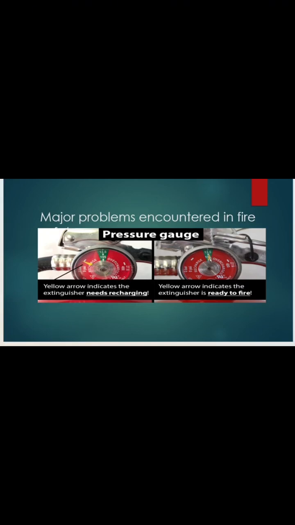The second thing is that the inspection tape must be present on the fire extinguisher, and the third one is the third party sticker. These three are required for the validity of the fire extinguisher. Number one, the fire extinguisher must be on the green. The second thing is the inspection tape, and the third one is the third party sticker.